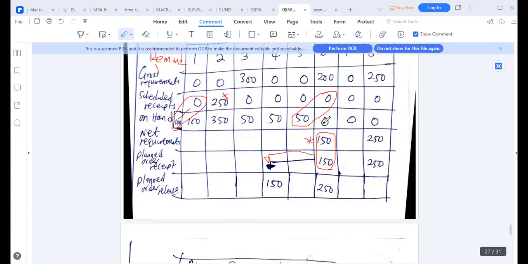Now 0 plus 0, you add these two to meet the demand of 0. We have on hand of 0. 0 plus this 0 to meet the demand of 250. Then we had the net requirement of 250, which was a shortage. So we had to order the 250 so that we sort out this problem. Then we remained with a 0.